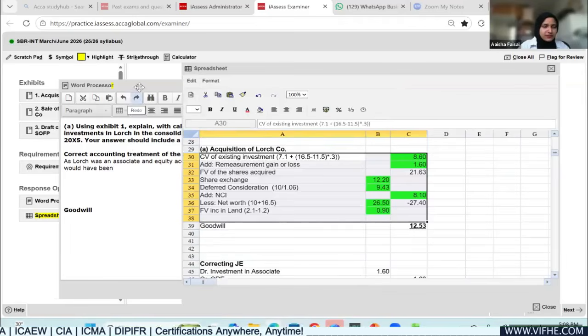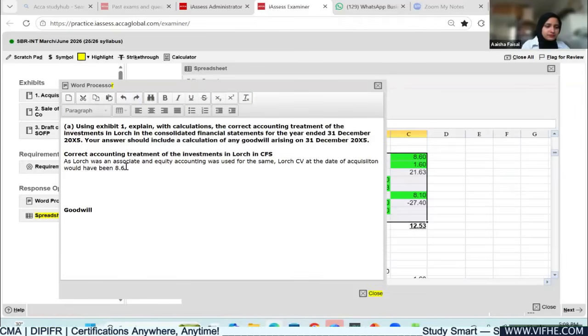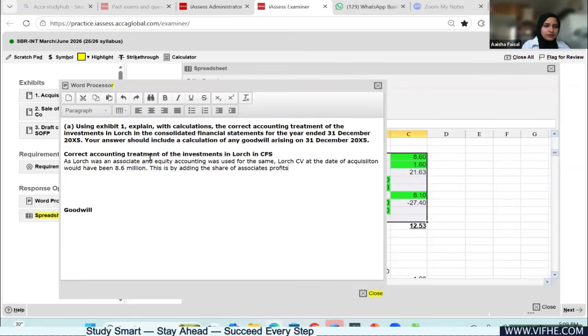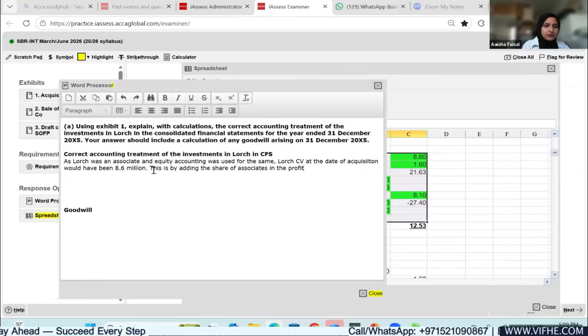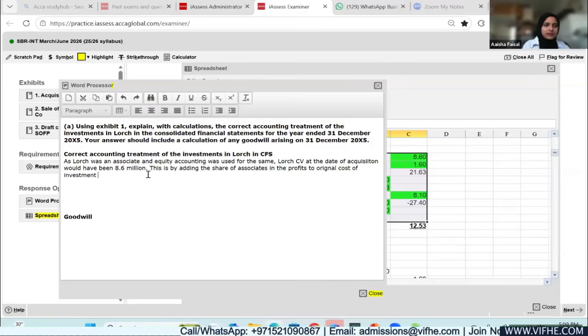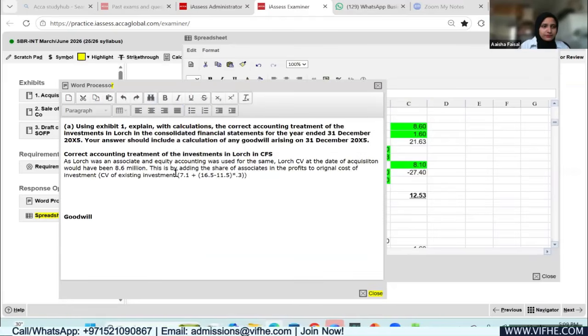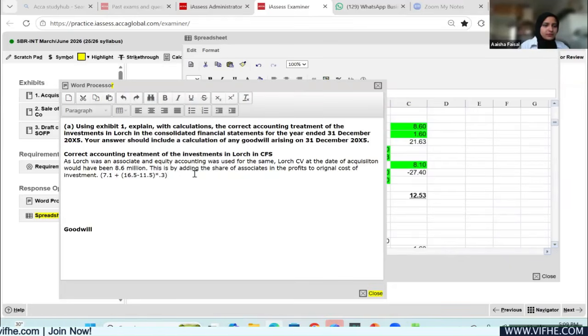8.6 million. And how the 8.6 million? This is by adding the share of associate in the profits to the original cost of investment. In the bracket you want, you can show this. Okay, how the 86.6 million came?